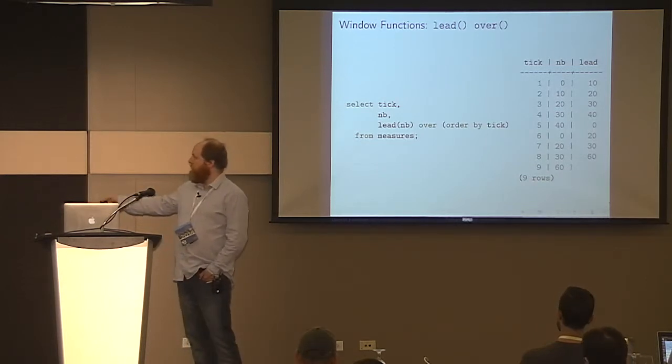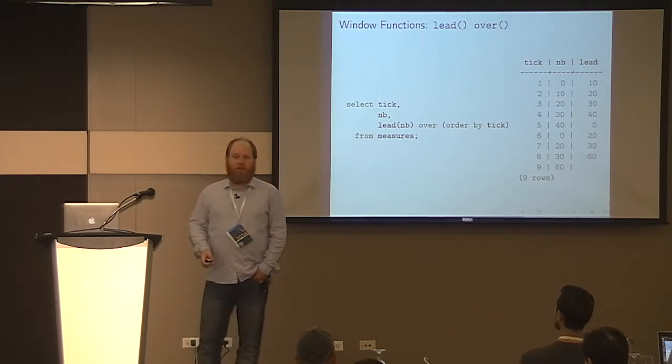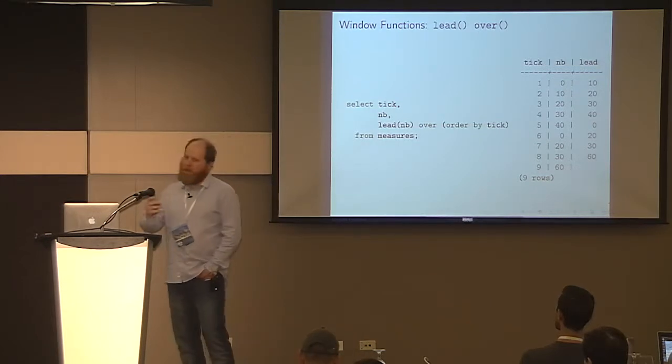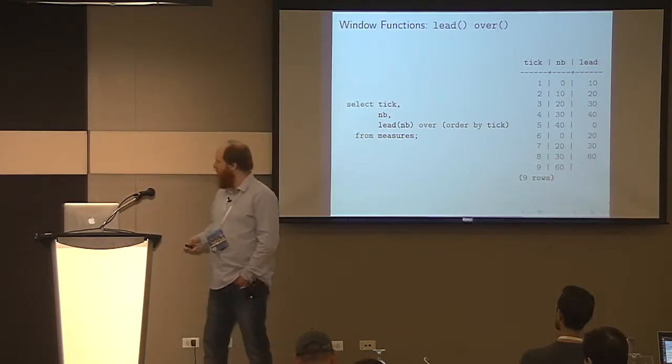So for each line, you have the current value of the measurement and the next value of the measurement. Who knew you could do that in SQL, like see the next value? Yeah, okay, about the same one. So I will maybe stop the show.